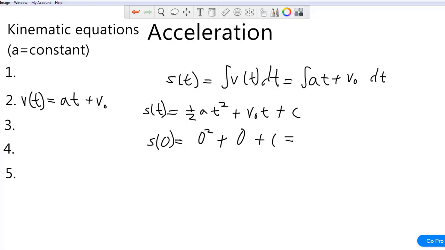So since s of 0 is just s naught, c is just going to be s naught, just as for the velocity equation c was v naught. So anyway, now I'll write it over here. So s of t is then going to equal a half a t squared plus v naught t plus s naught.